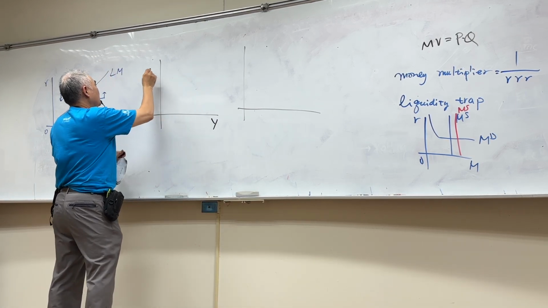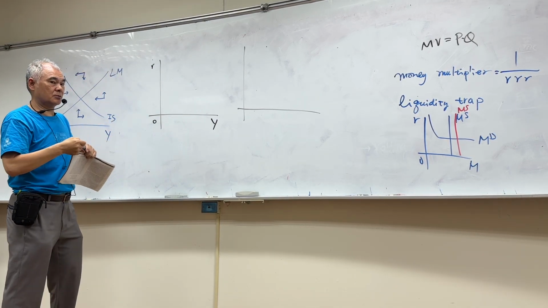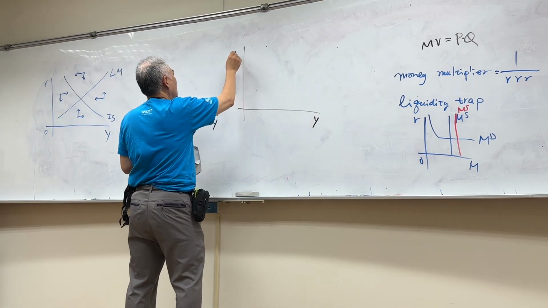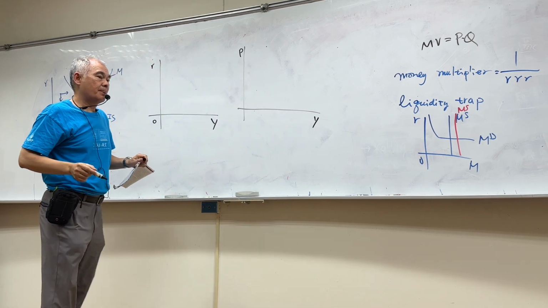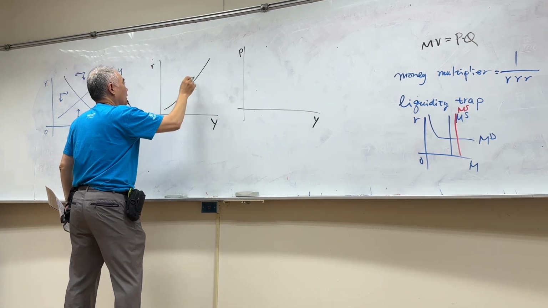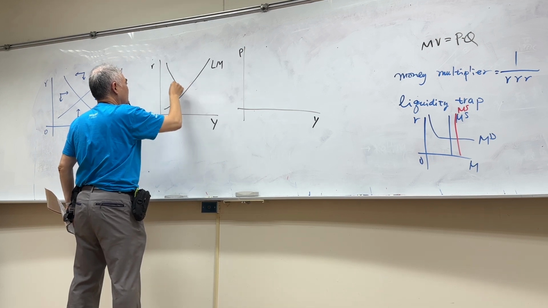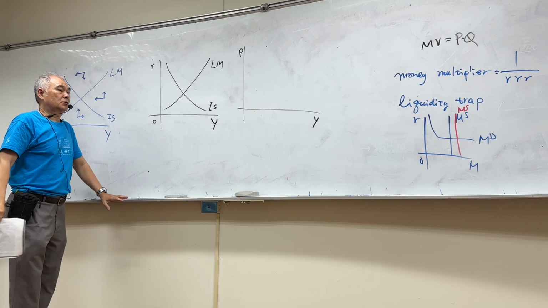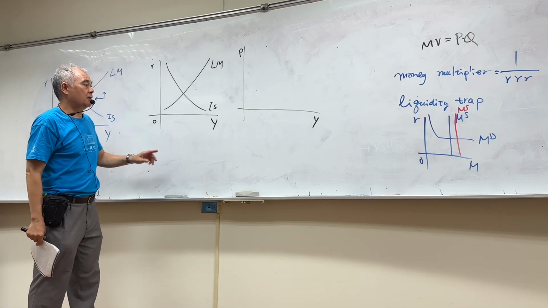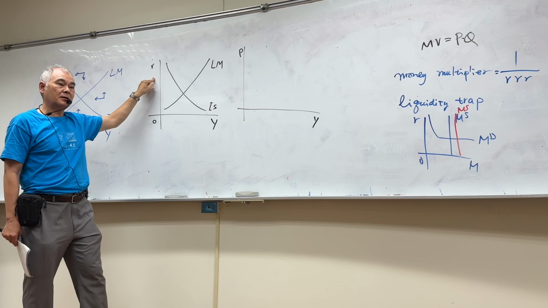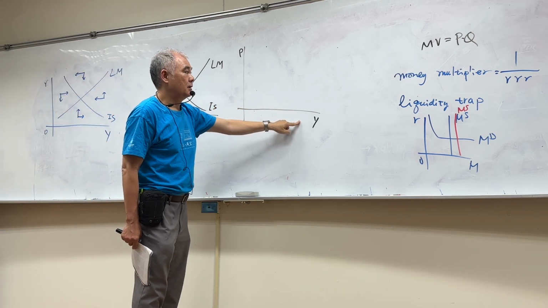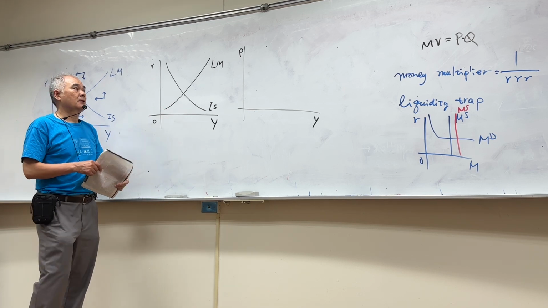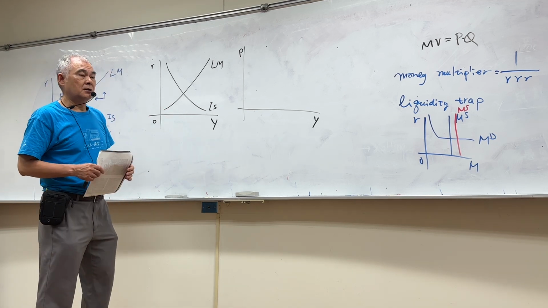So here is Y, here is R. Okay, now we are going to derive aggregate demand with IS-LM. So you have LM here, you have IS here. The question is the same. Here you have Y, you have R, right? But here you have Y, you have P. So in this case, you have to get P here, okay? And so how?